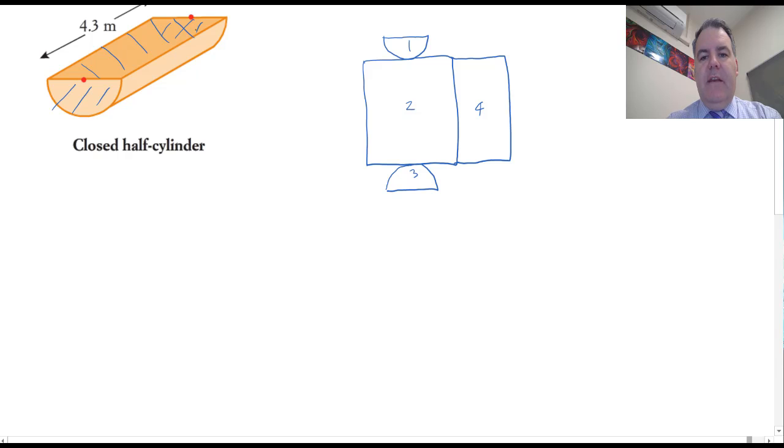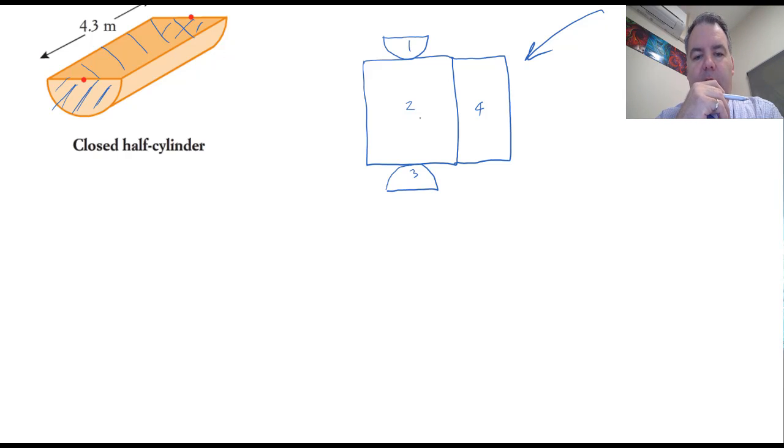So I've drawn a net of this shape and I've labelled those areas 1, 2, 3, 4. So 1 and 3 are obviously the areas of the ends. 4 is the flat bit, this is the top, and 2 is the curved part underneath, which when I stretch it flat will look like that. So we just need to work out all the measurements on there and then add them all together to get the surface area.